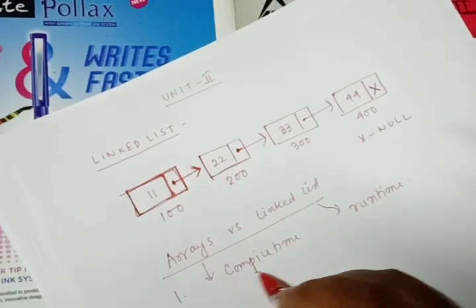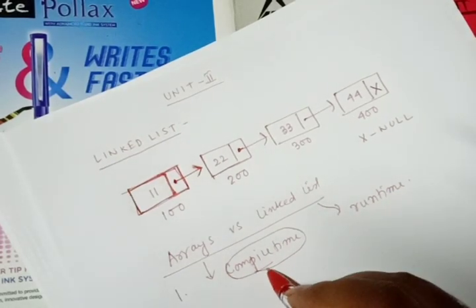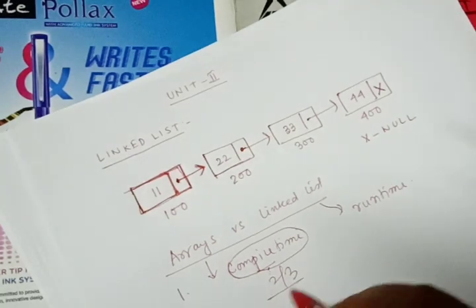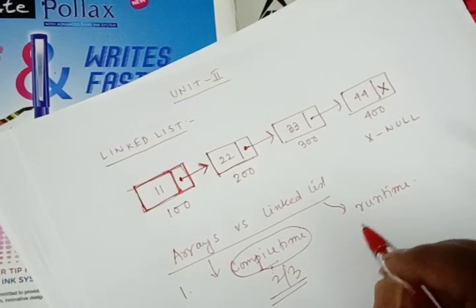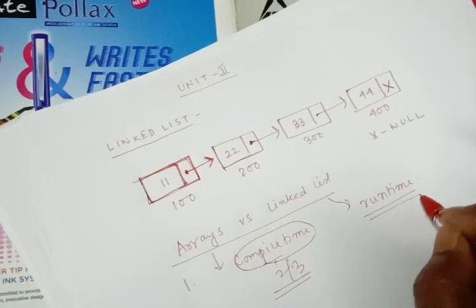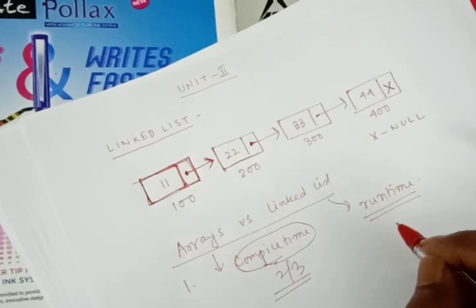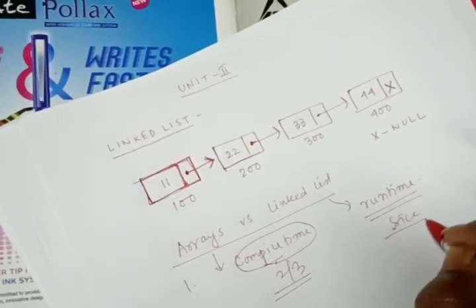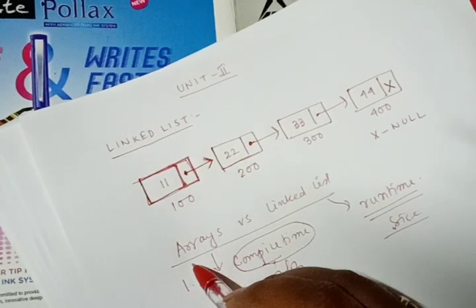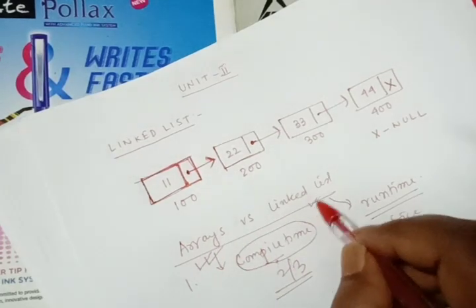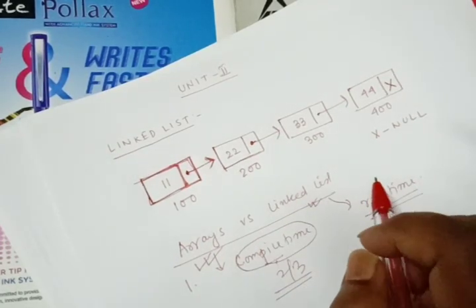What does compile time actually mean? Once we mention the size of the array at compile time, we cannot double or triple this size at runtime. But for the linked list, we can change its size at runtime. Also, the insertion and the deletion operation in arrays is relatively expensive compared to the linked list. So these are the basic differences.